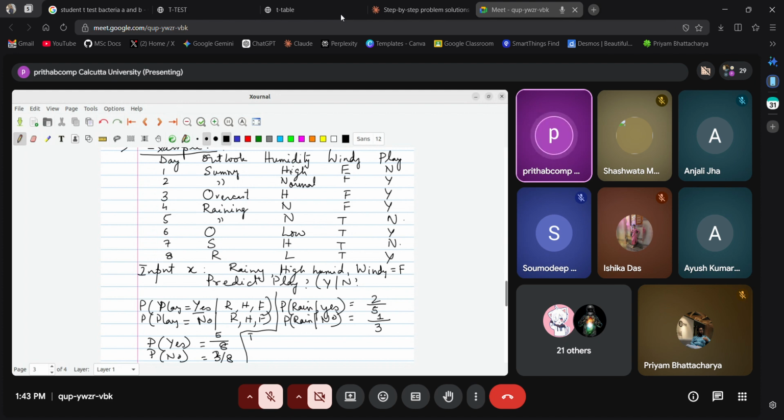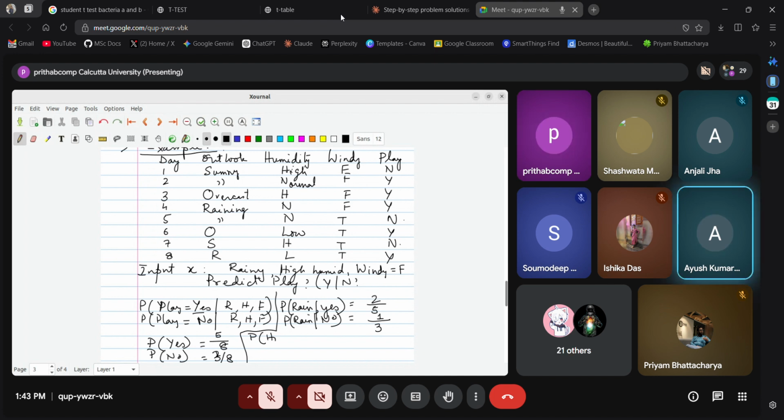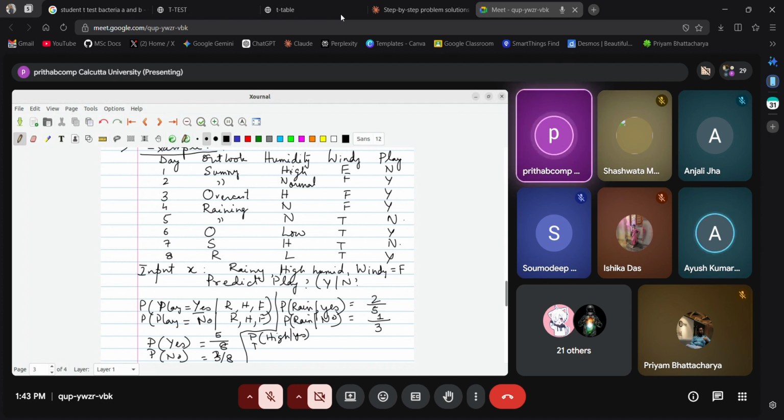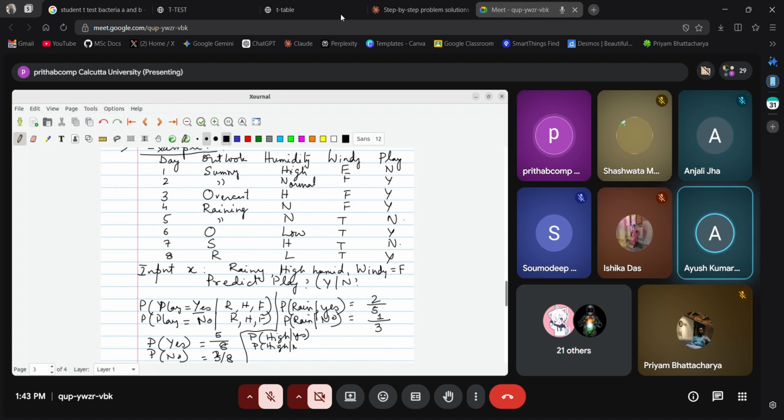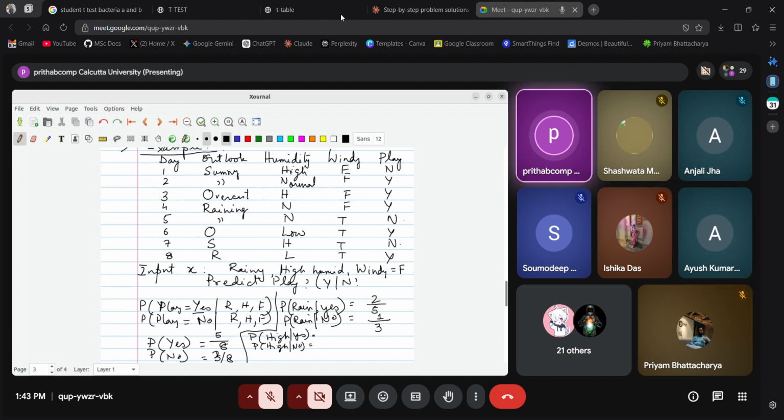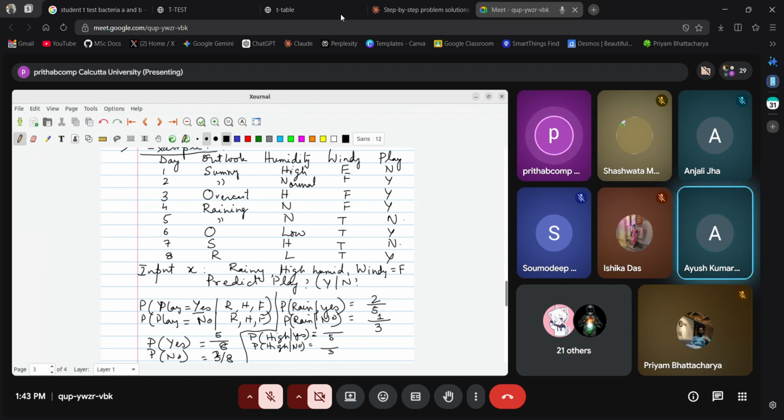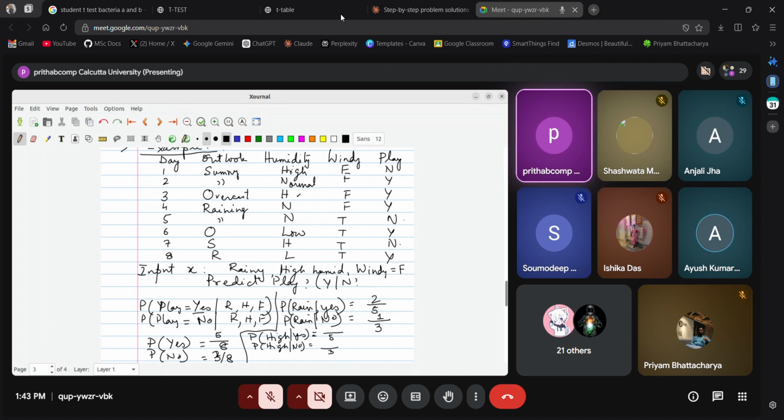This way we can, okay, maybe for 1 we will do. Then probability of, then next what we have to see? High, yes, and probability of high, no. What it comes out to be, let me just tell you this. Out of yes, yes is always 5. Let me just write it down. How many yes is high? This is 1 high, I can see. Is it 1 only? Yes, ma'am, just 1.